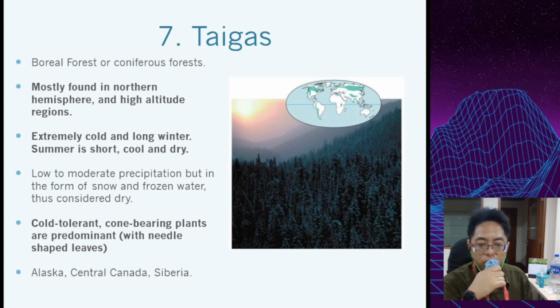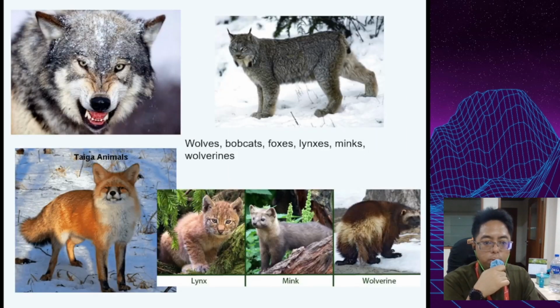For example, these trees, the fir trees, the spruce trees, are cold tolerant and cone bearing. So instead of leaves, they have needles. Locations: Alaska, Central Canada, and Siberia. So here are the animals: wolves, bobcats, foxes, lynx, minks, and wolverines.